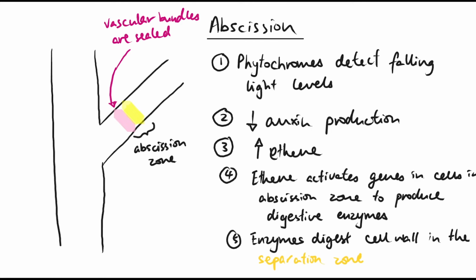Right, so the vascular bundles are sealed finally, and once they've done that, with the help of other factors like the wind, as the wind blows, the leaf will then fall, because at that point there is already a bit of a separation between the two areas here at the abscission zone. So that is how abscission occurs, especially when there is a change in the light levels.